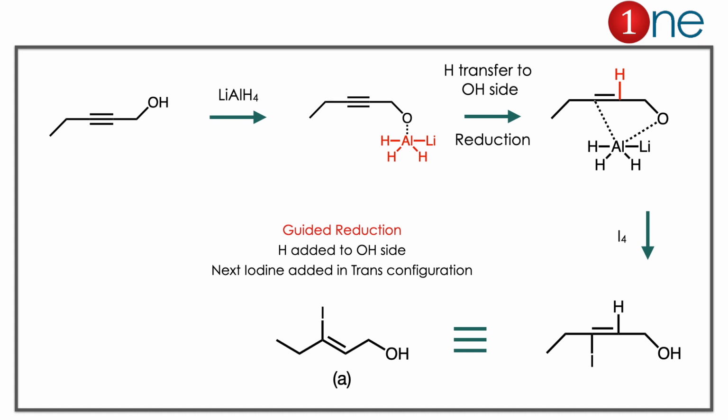So if you redraw nicely, you have the answer A with iodine and hydrogens trans. So the answer is clearly A there. Here the concept you have to learn is guided reduction. Like guided lithiation, ortholithiation, it's a guided reduction. In the reduction, hydrogen is always added on the alcohol side and next iodine always adds in the trans position.